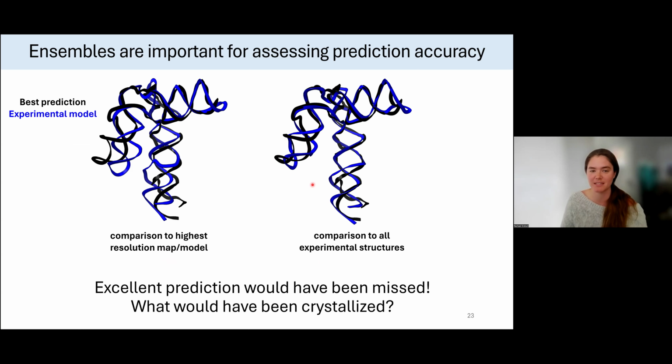And this really brings me to a question when often our largest source of data is crystallography data. Which of these conformations would have been crystallized, right? And what are we actually trying to compare our predictions to? It's a very important question.